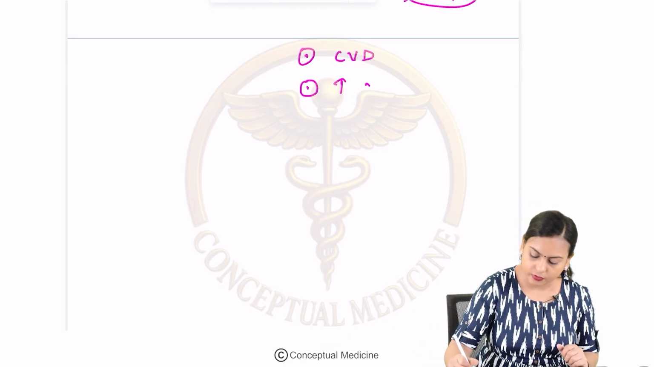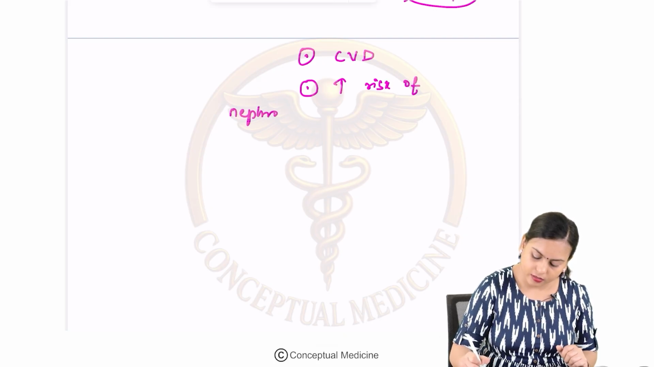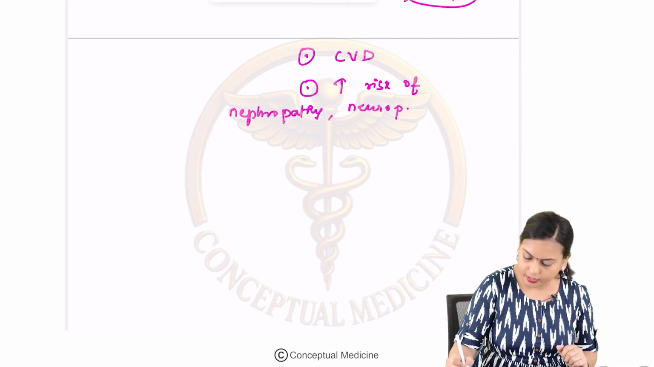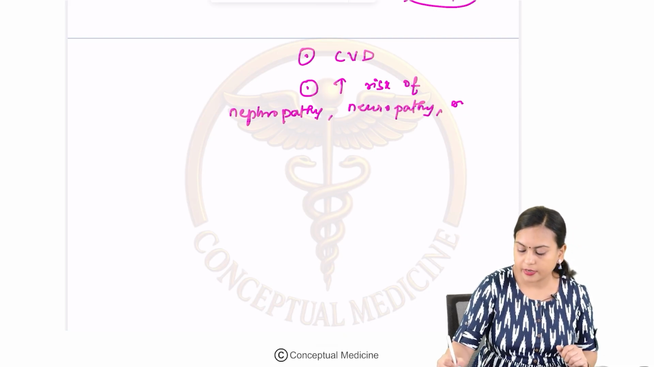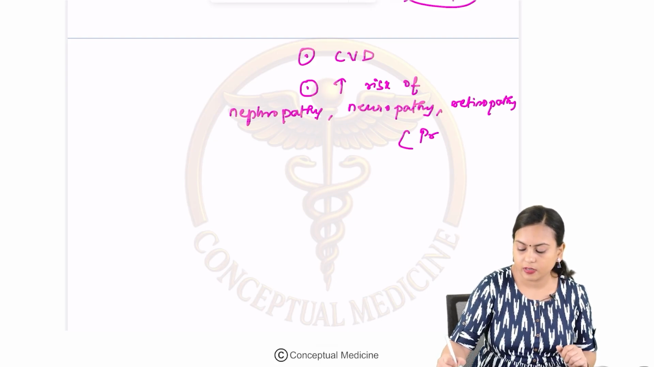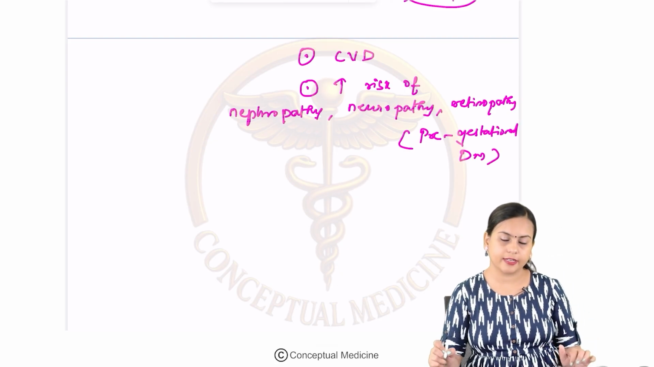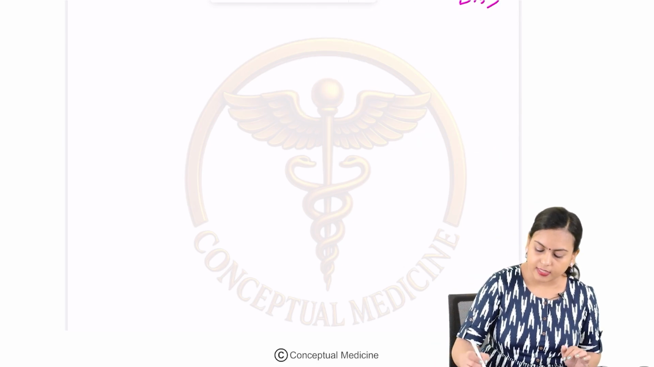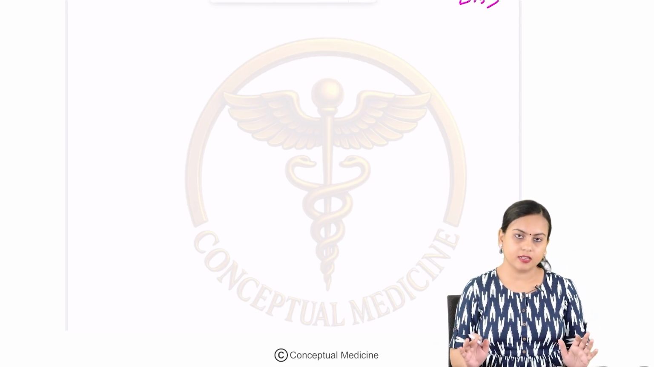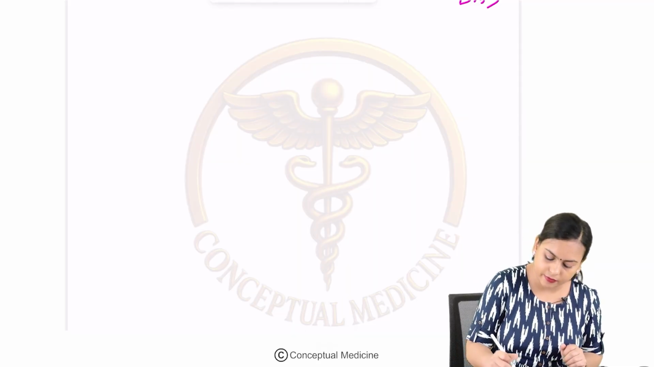So there is increased risk of nephropathy, neuropathy and retinopathy, especially if it is a case of pre-gestational diabetes mellitus. Clear? Okay. Now we'll see the complications in the fetus. Very, very important.